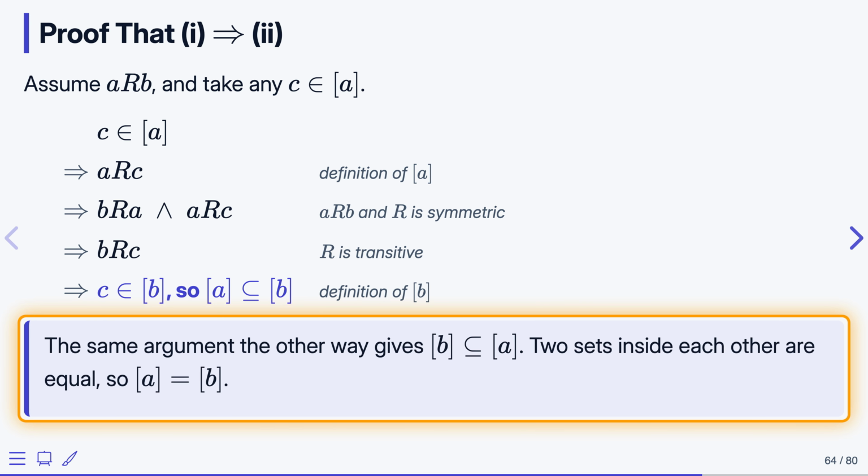Now run the same argument starting from the class of B. It gives the class of B inside the class of A. When each set is inside the other, they are equal. So the 2 classes are the same. The book proves the other 2 steps of the theorem.